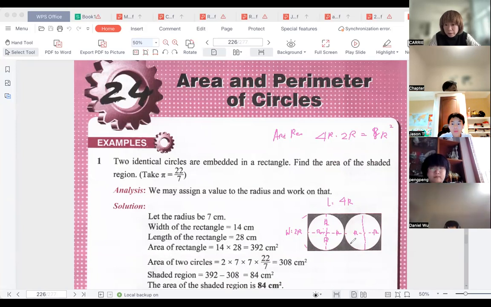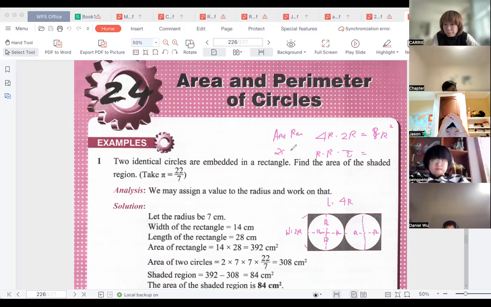Now let's take a look at the next one. We want to find the shaded area. Obviously, we need to take the rectangle minus 2 circles, right? So what is the area of the 2 circles? One circle is r squared times pi, correct? So how many of them are there? 2 of them. So it's 2r squared pi. So the shaded area is 8r squared minus 2r squared pi.